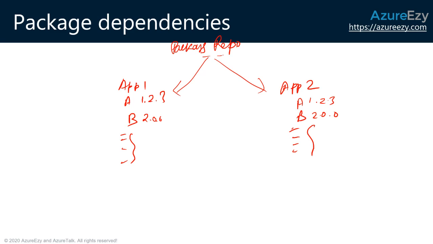Now, what happens if these packages are public packages, like NuGet.org? This NuGet.org is a public thing. We have already discussed this is a public repository. This package might be coming from a developer whom you don't know.